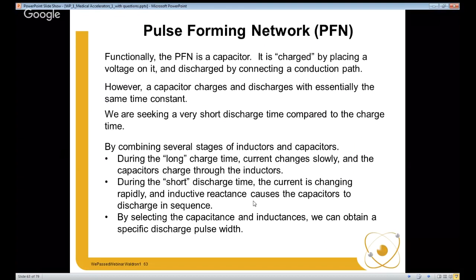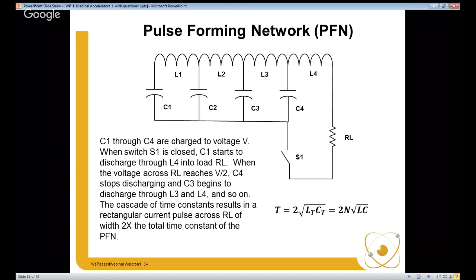So what we have to do is connect some capacitance and inductance in order to obtain these charge and discharge characteristics. So we have the pulse-forming network. It's a series of capacitors and inductors arranged in a serial parallel configuration. We charge C1 through C4 over a long period of time.